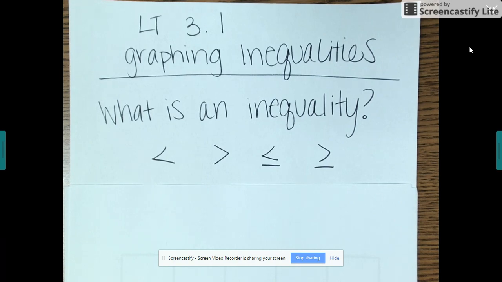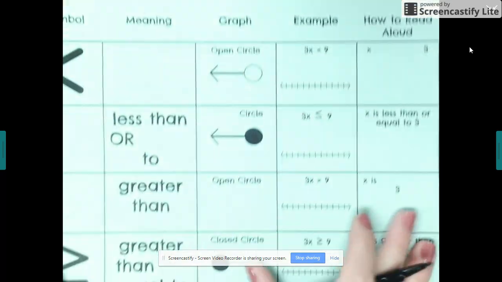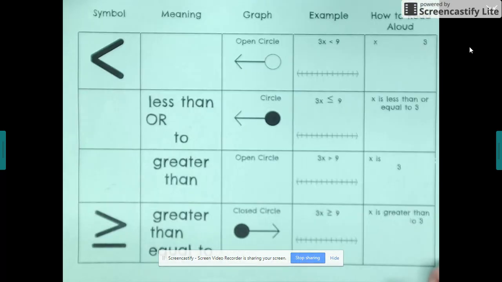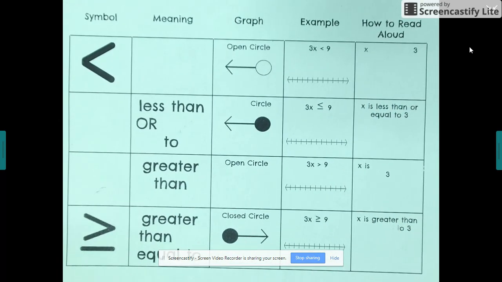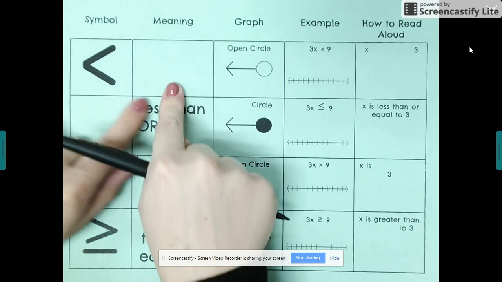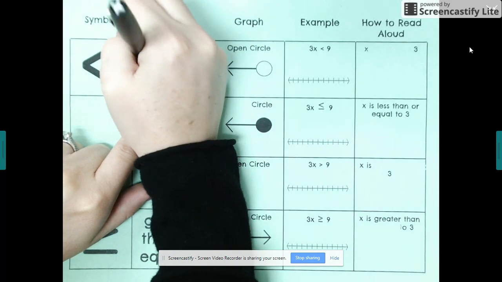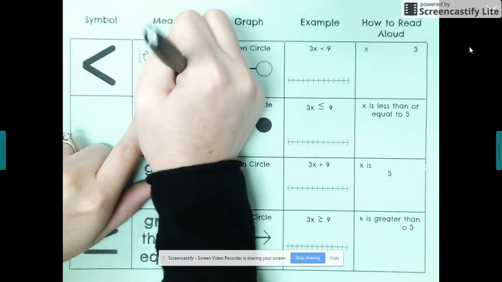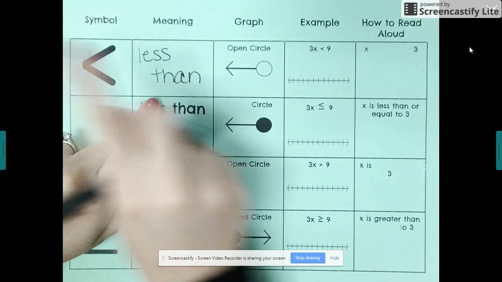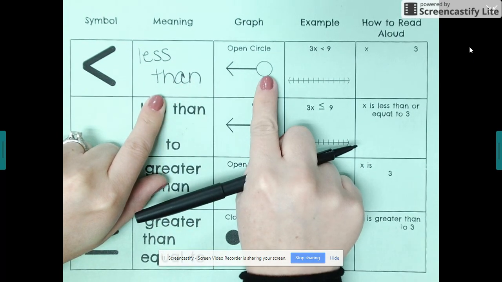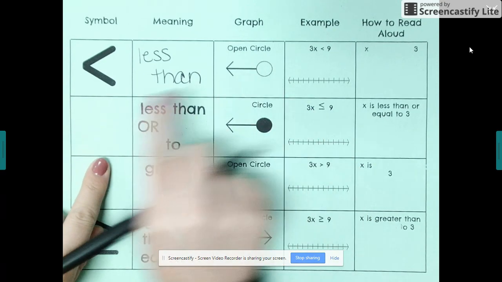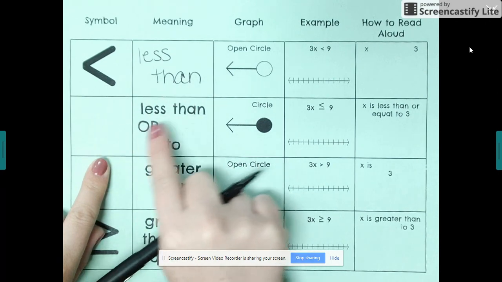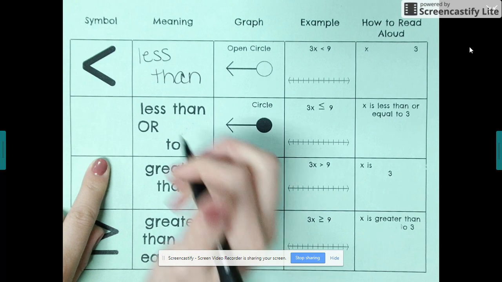Okay, so now you guys have this green piece of paper in front of you. And as you can tell, they're missing some things that we need to plug in, okay? So this symbol means what? Less than, correct. Now, less than has an open circle, so we're not going to fill that in, okay? Now let's do this one. This one says less than or blank 2.